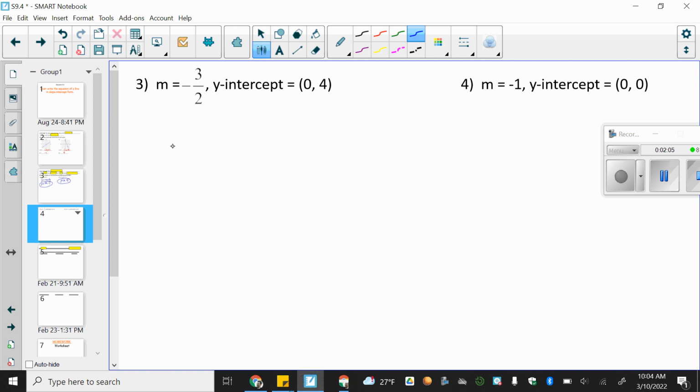Can do it again. Ooh, this gets a little more complicated, so I'm going to put it up here. Y equals mx plus b. So I'm going to plug this in for y again. Y equals -3/2 x. My y-intercept is 4. The y value of the y-intercept is our b, so we're going to say plus 4.